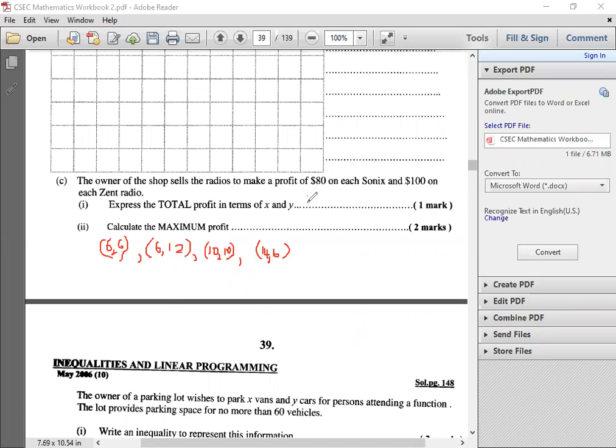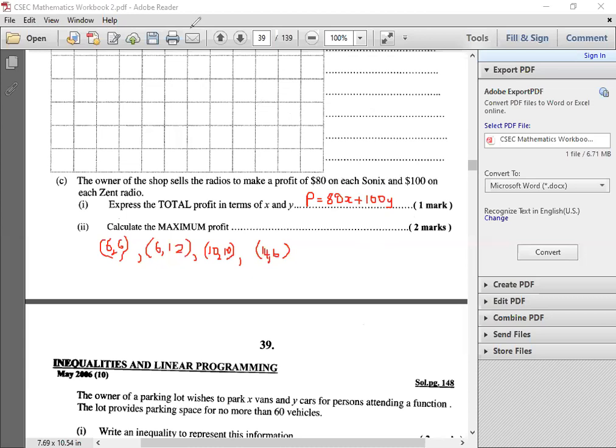P equals 80x plus 100y. Yes, sir. 80x because the profit on each Sonic is $80, plus 100y because the profit on each Zend is $100.